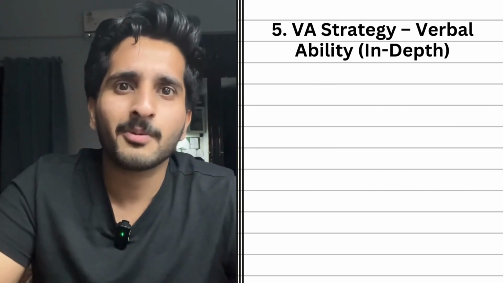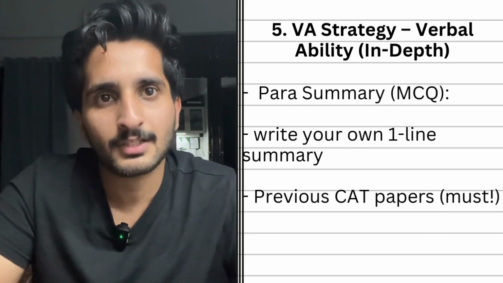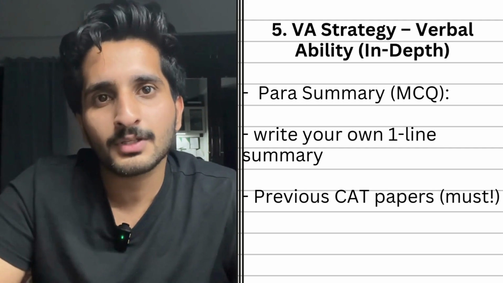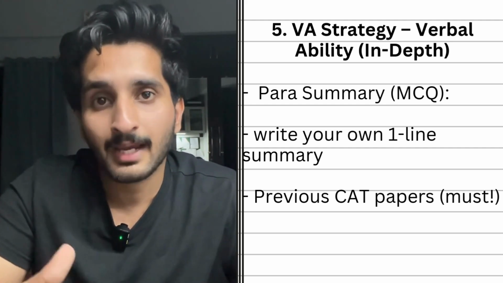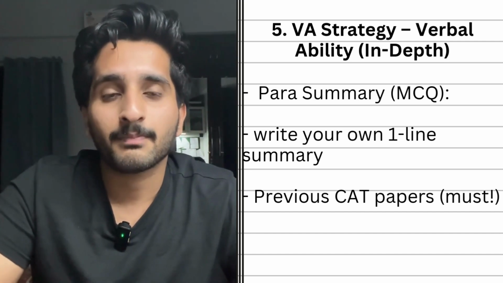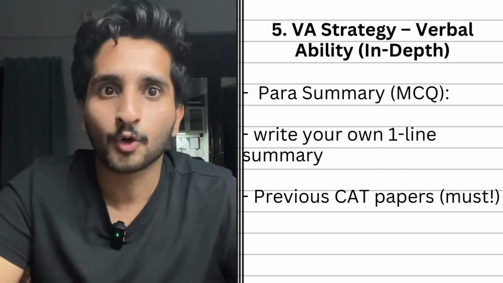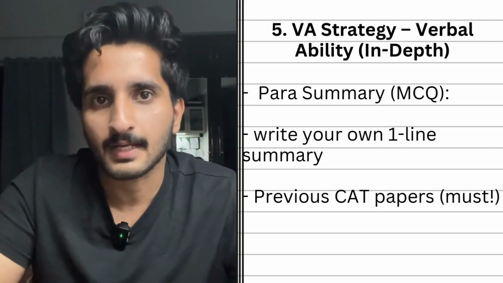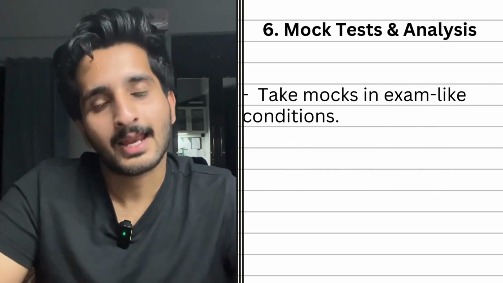Third type of questions would be para summary. Well, these are generally MCQ kind. So read the passage and write your own one-liner summary first. Then eliminate options that introduce new ideas or which are missing the main idea or are too narrow or too vague. Now, practice sources would be previous year CAT papers only. Go through them, or also previous year mocks from good classes. That also works.